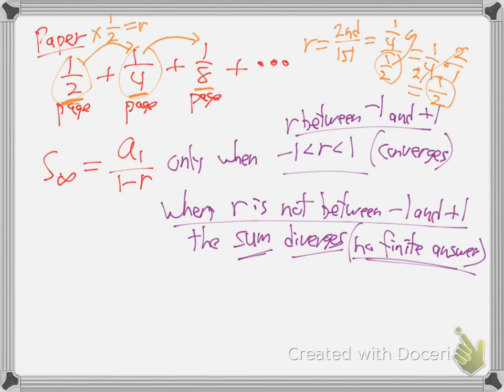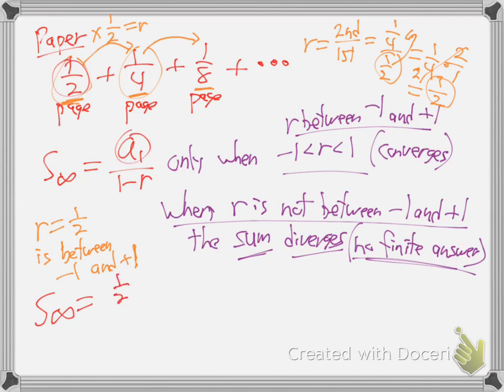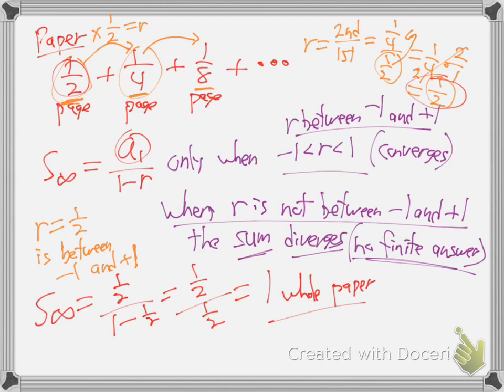So the first thing is to check, can we use the formula? Yes. R is a half, which is between -1 and +1, isn't it? So we can use the formula. It converges, so I can use it. S sub infinity will be A1. What's A1? First term, a half. Over 1 minus R. What's R? Also a half. So what do we get? A half over, what's 1 minus a half? A half. A half over a half is 1 whole paper.